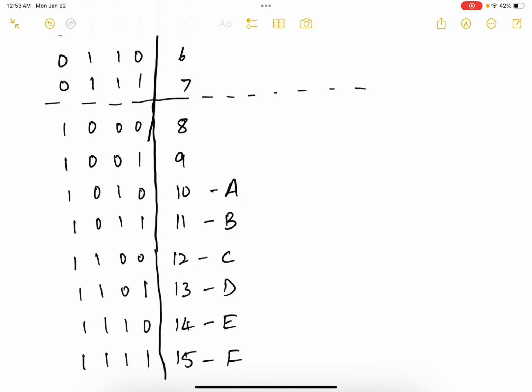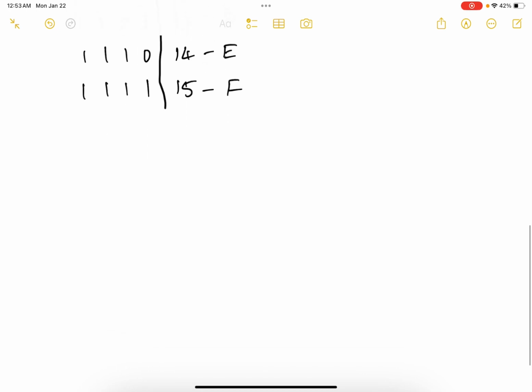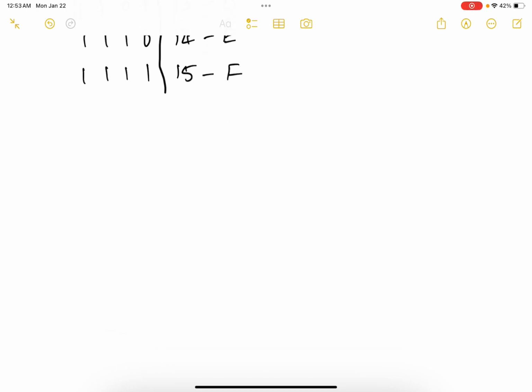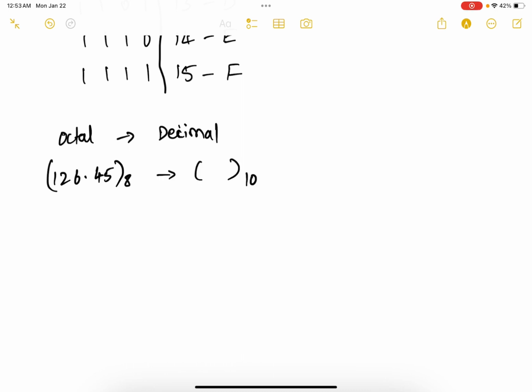Now let's take the octal to decimal. So assume that my octal number, my given number, is 126.45. What is its decimal equivalent?